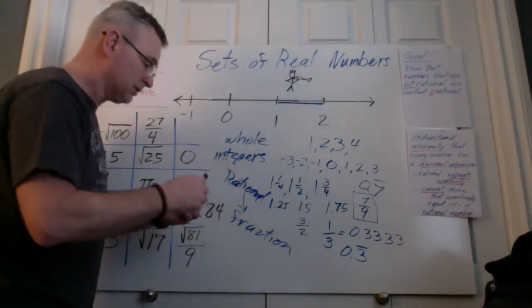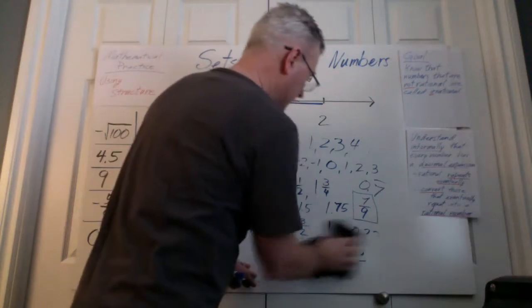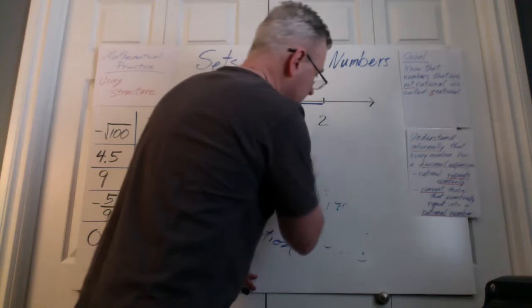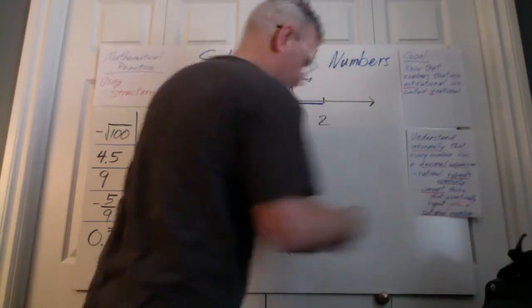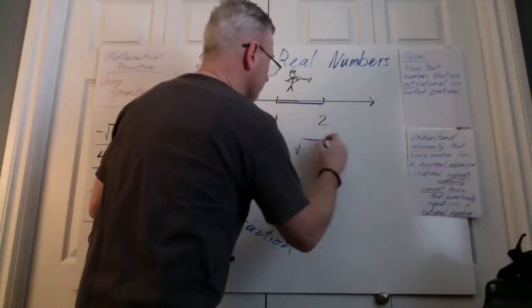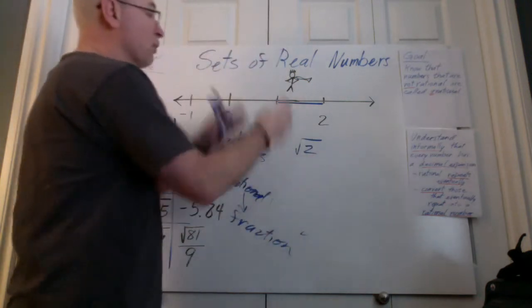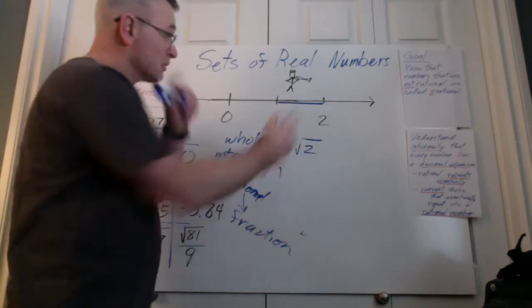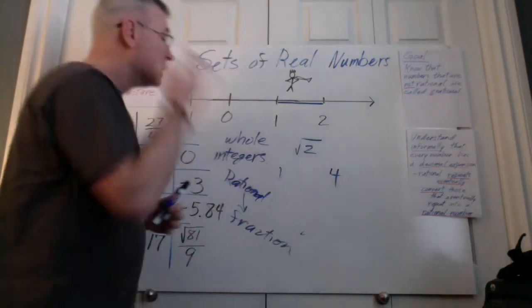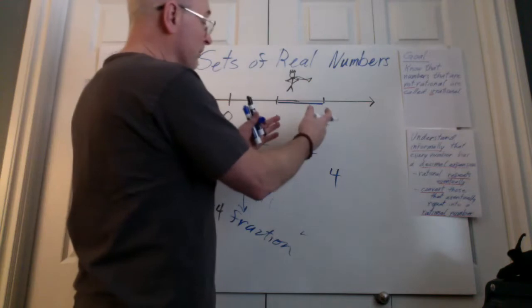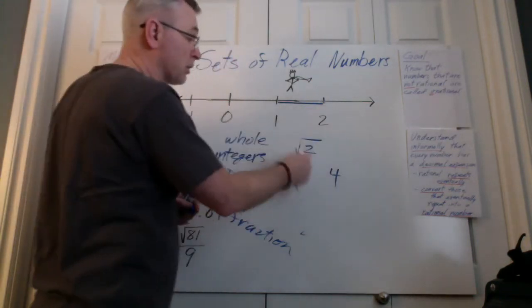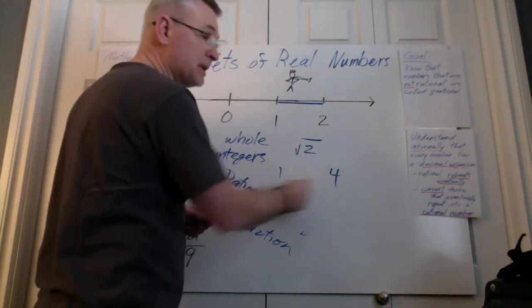An example of an irrational number is something like the square root of 2. If I look at the square root of 2, it is going to have to be between 1 and 2 because 1 squared is 1 and 2 squared is 4. So the square root of 1 would be 1, the square root of 4 would be 2, so the square root of 2 has to be between these two numbers.